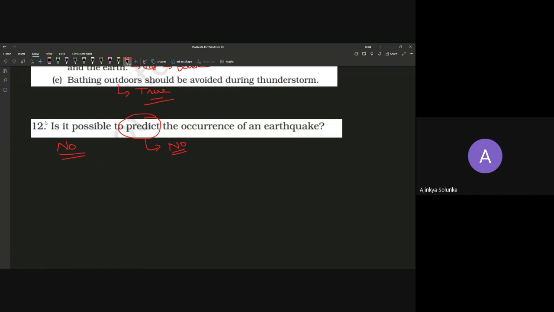Yes, Siddhi. Our body is a conductor of electricity, obviously. You must have heard about electric shock. So, yes, that's possible.